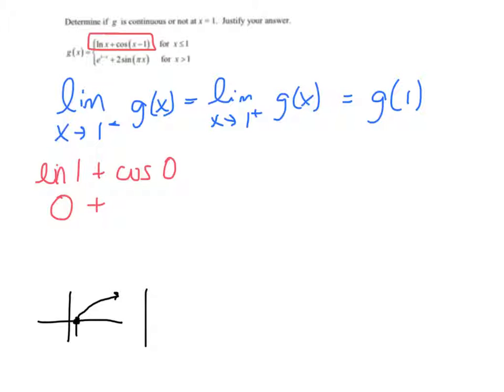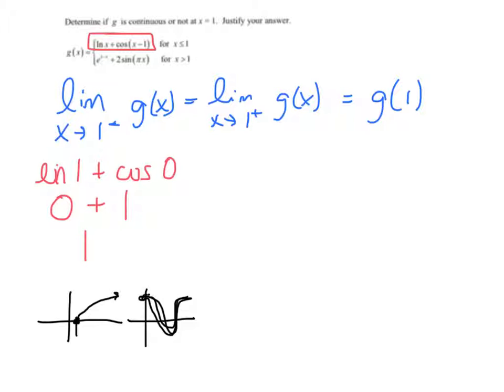Okay, plus cosine of 0. So again, let's just take a quick second to think about our cosine graph. We know it looks like, well, not exactly like that, but we get the idea. And we know that at 0, the height of cosine is in fact 1. And so we're going to get 1 for that limit as x approaches 1 from the left. Okay, now let's look at the limit as x approaches 1 from the right.